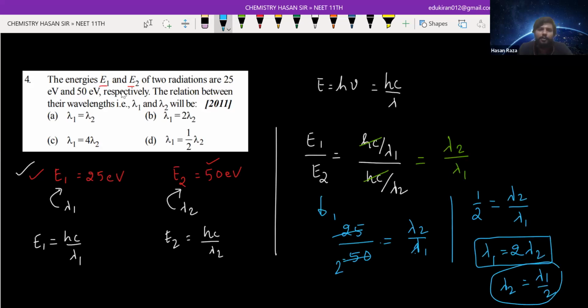Now you can see what is the relation here. Lambda 1 is equal to 2 lambda 2. This will be the relation, right? Yes, sir. Very good. Please do write it. Yeah, I'm going to give you more easy questions, NCERT based questions I will give you. Let me know when you are done with this.